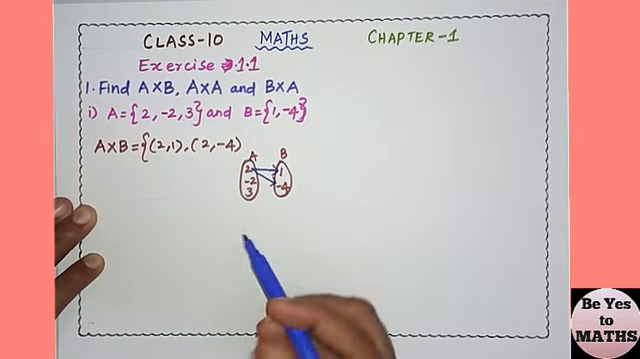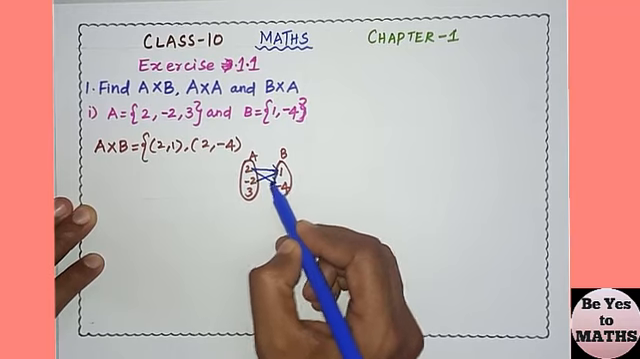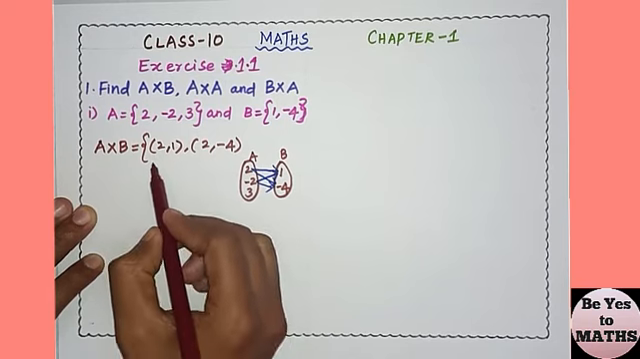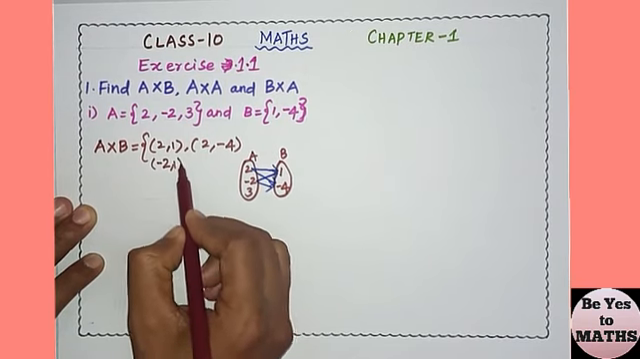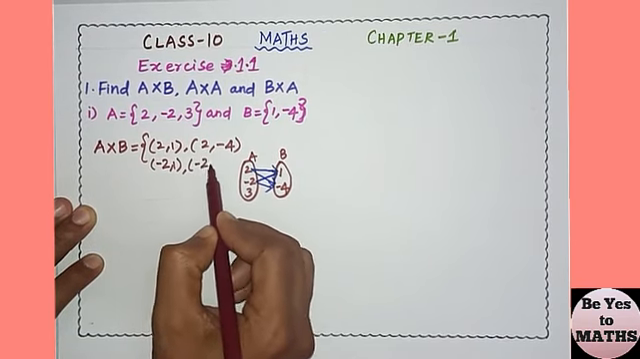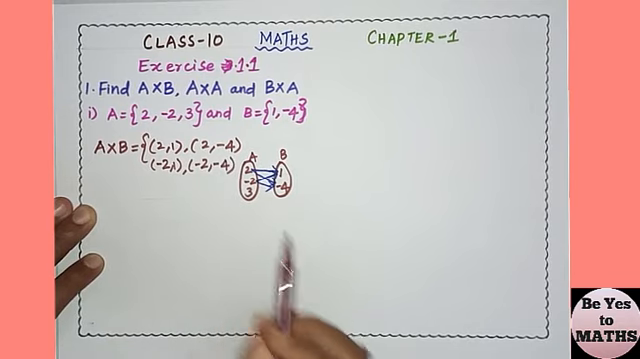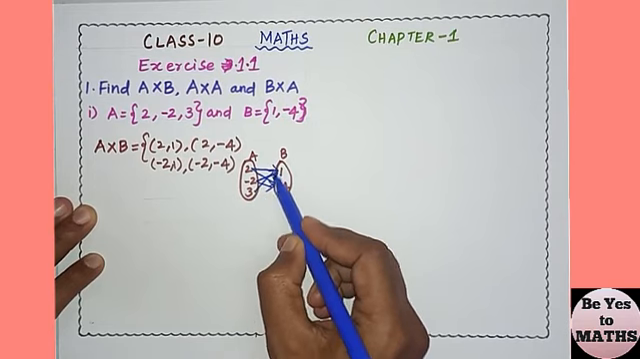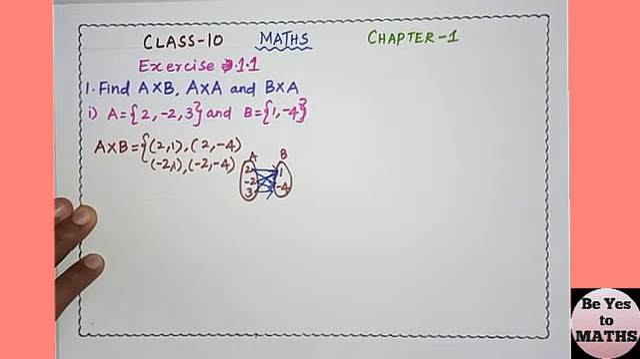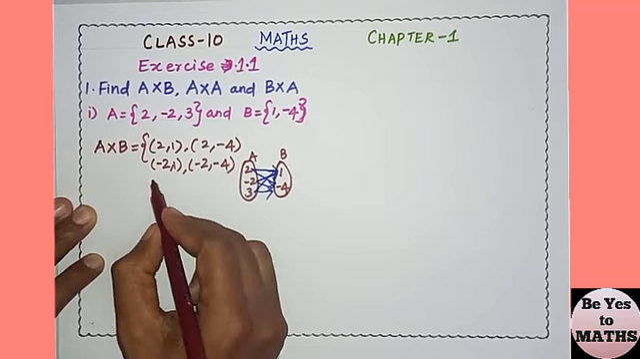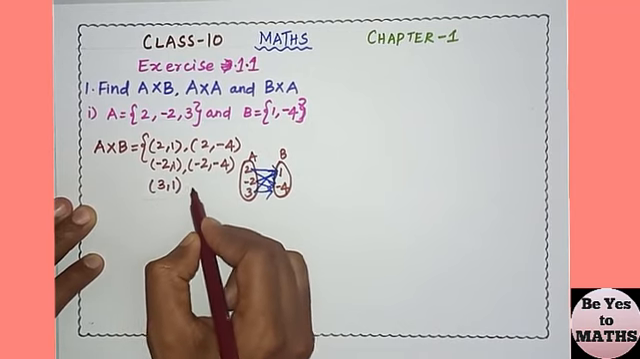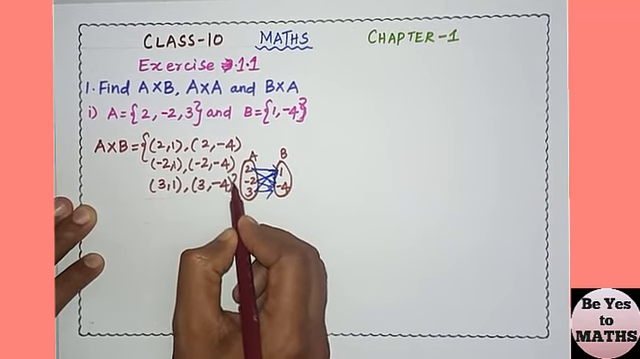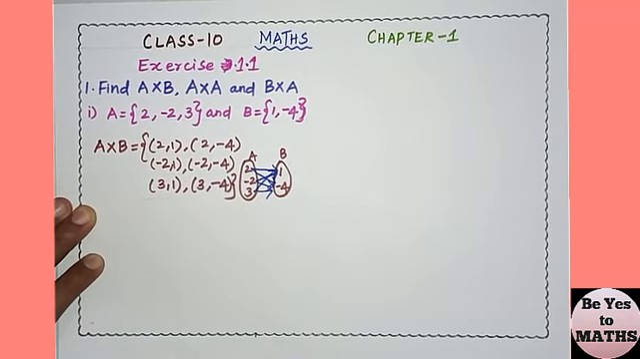Now take element minus 2 from set A and pair with all the elements in set B. So minus 2 comma 1, minus 2 comma minus 4. Now take element 3 from set A and pair with all the elements in set B. So 3 comma 1, 3 comma minus 4. This is A cross B.